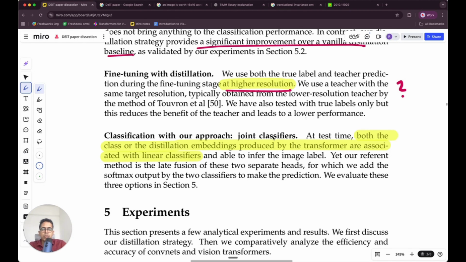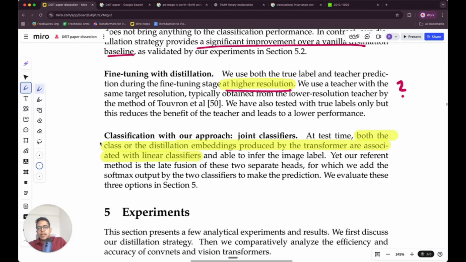Classification with our approach, joint classifiers. At test time, both the class or the distillation embeddings produced by the transformer are associated with linear classifiers and able to infer the image label. Yet our reference method is the late fusion of these two separate heads, for which we add the softmax output by the two classifiers to make the prediction.